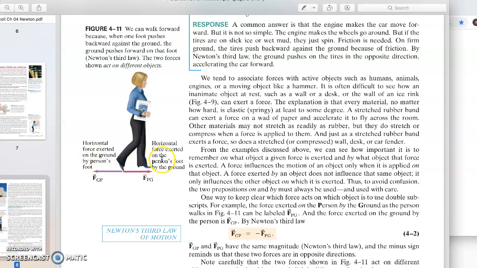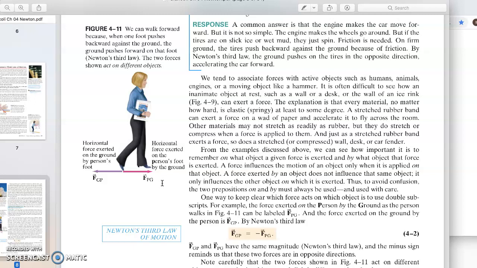As a reaction, there is a force exerted on the person by the ground. Okay, did I say that right? So there is a force acted on the ground by a person. As a reaction, there is a force on the person by the ground. And that's what makes us walk, basically.